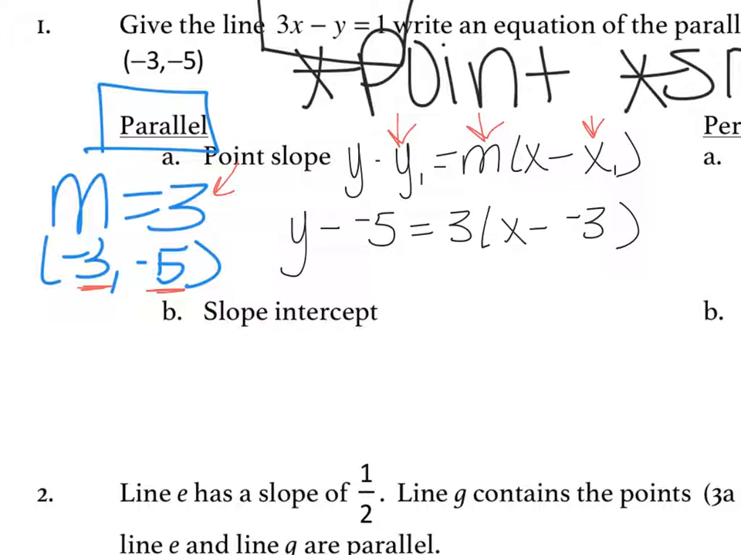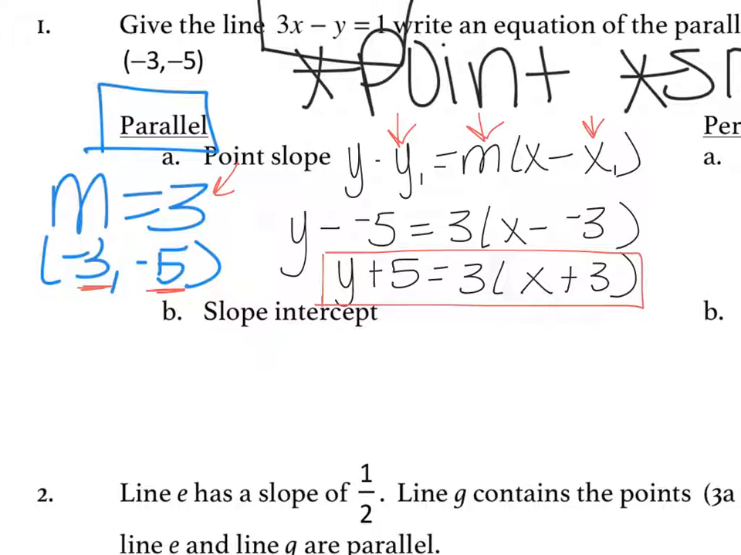So the only thing left to do here for point slope is to change the subtracting a negative into a positive. So y plus 5 equals 3 times x plus 3. And that is all you have to do if you want the equation of a line in point slope form.